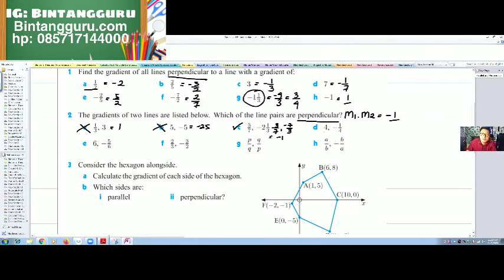So this is perpendicular. This is also perpendicular. This one is no, because this is negative 5. This is yes, this is negative 1. This is no, this is equal to 1. This is no. This is equal to, oh yes, minus 1. So the perpendicular lines are those equal to minus 1. Do you have any question for number 2?